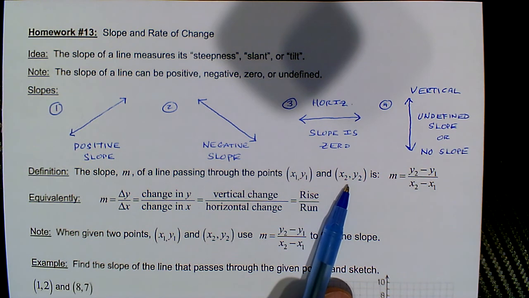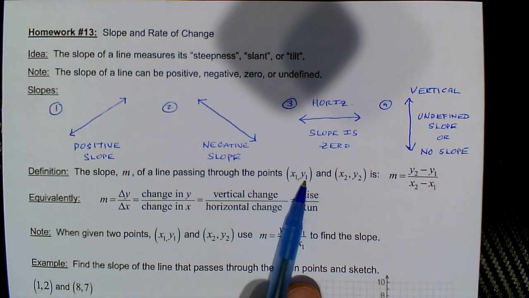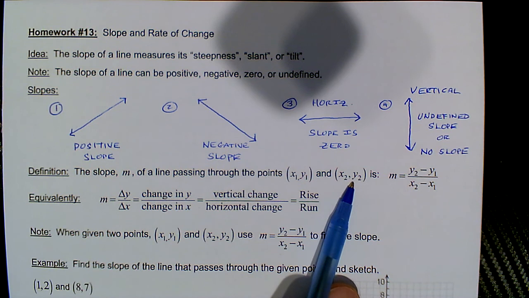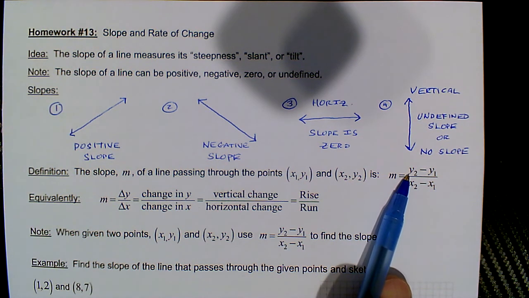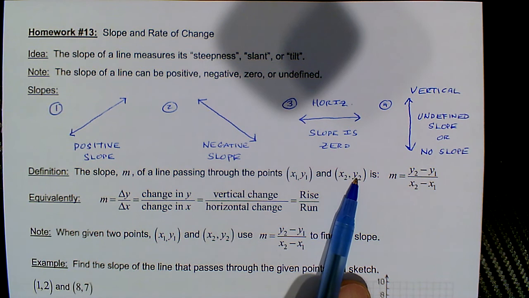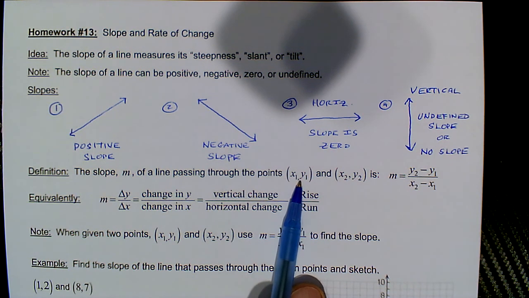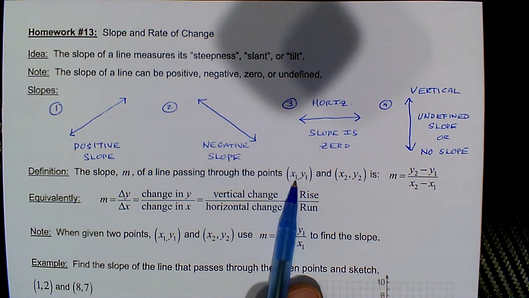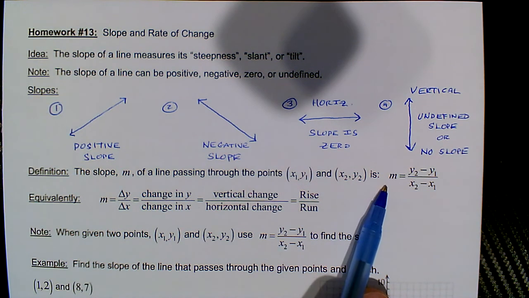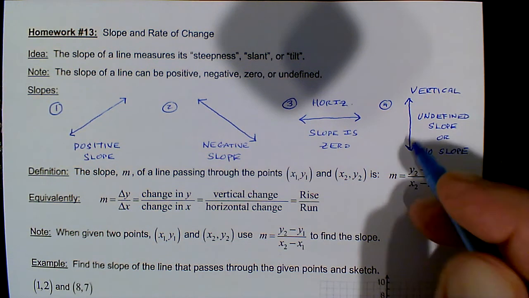It's defined literally to be the y2 coordinate minus the y1 coordinate, divided by the x2 coordinate minus the x1 coordinate. So that's our slope formula, and you will have to memorize that. Whenever we have to mechanically find the slope, that's the formula we want to go to.